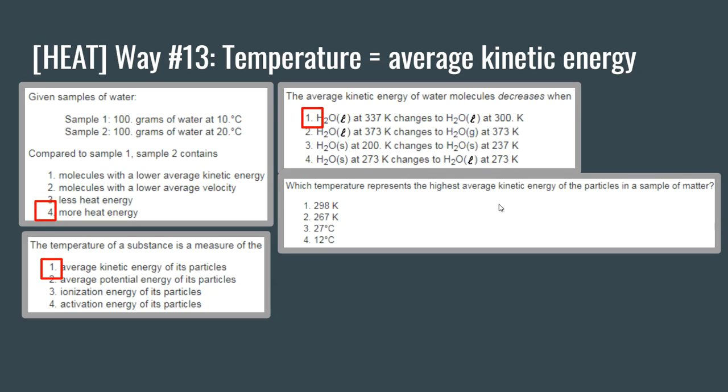Which temperature represents the highest average kinetic energy of the particles in a sample of matter? Please note that for these answer choices, it gives you 2 different units, Kelvin and degrees Celsius. So you're either going to need to convert all the values to degrees Celsius or convert them to Kelvin. How do you convert them? You need to look at the last page of your reference table in order to find the formula that converts degrees Celsius to Kelvin.